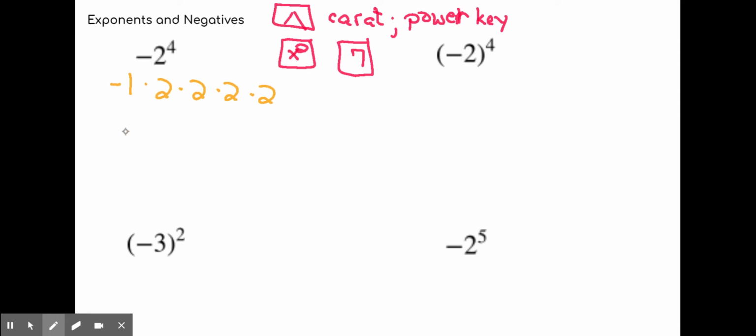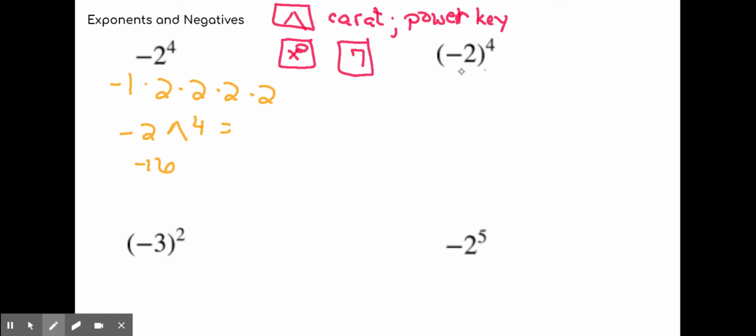So in our calculator, we're going to hit the negative key, that's below the 3, then the 2, then the power key, that's above that x squared key, then the 4, and then hit your equal. And you should get negative 16, because negative 1 times 2 times 2 times 2 times 2 is negative 16.